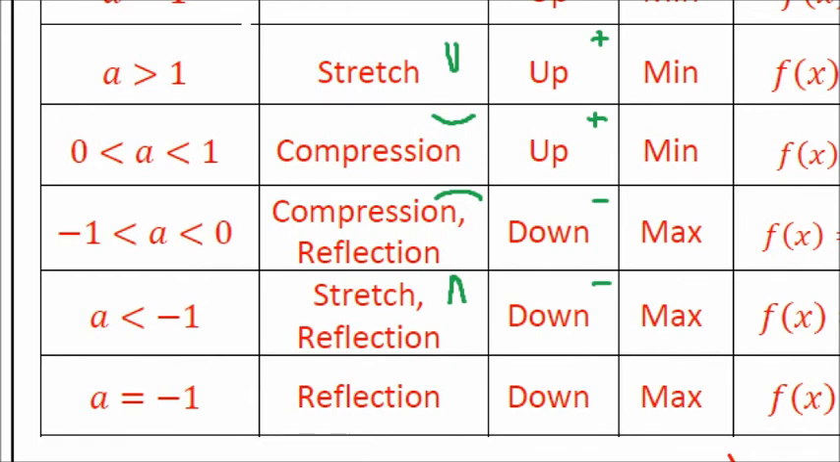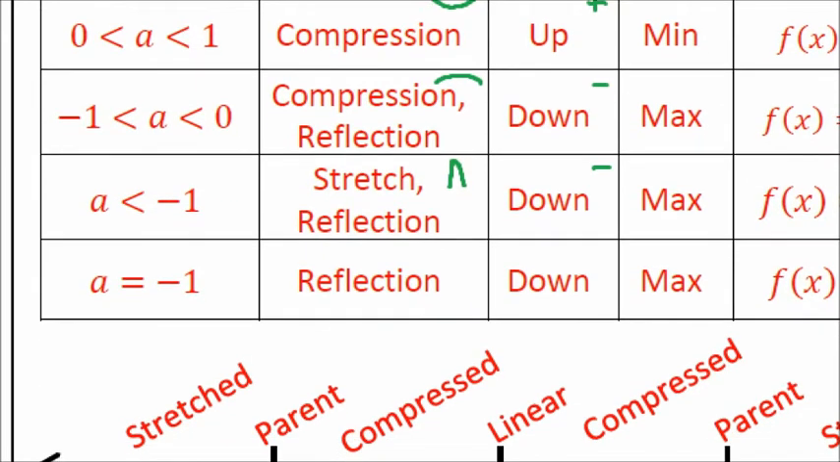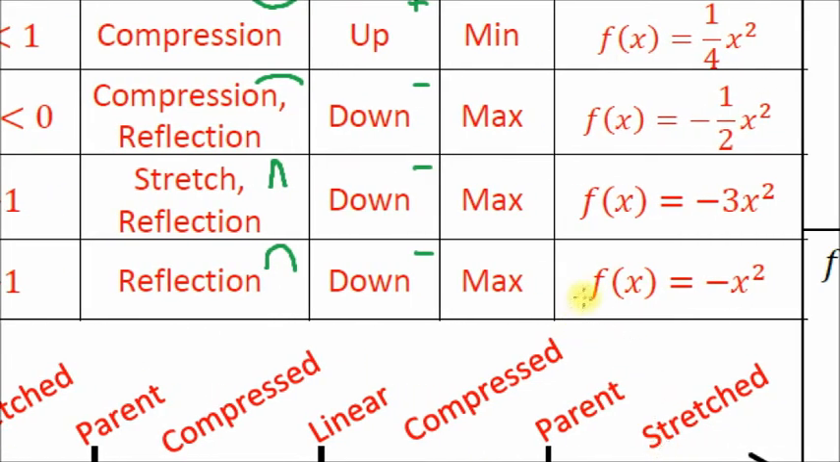And then what if a is equal to negative 1? Now all we have is a reflection. It's not a fraction. It's not between negative 1 and 0, so it's not going to be compressed. It's not less than negative 1, so it's not going to be stretched, so it's just going to be a reflection. There's no compression or stretch. It's just upside down, which means it looks kind of like the normal shape. It faces down because a is still negative. That means the vertex is on top, or the maximum, and there is your possible function. F of x is equal to negative x squared. You can see that the a value is just negative 1.